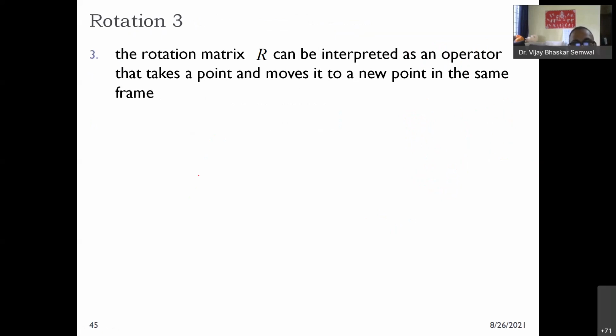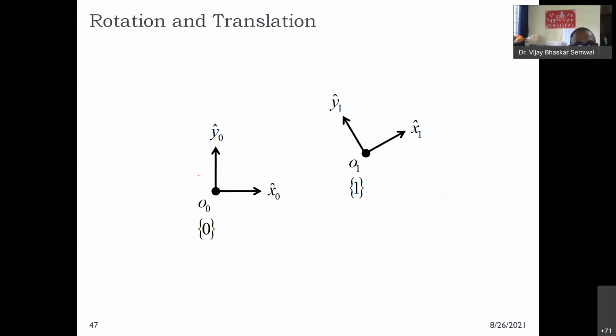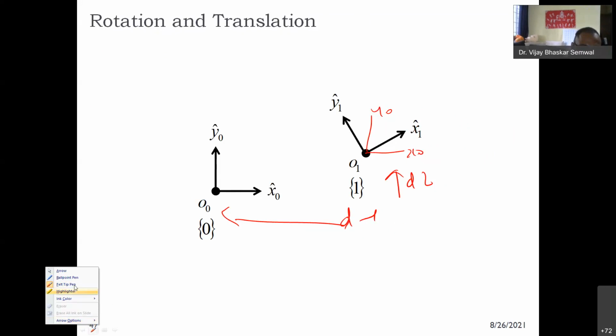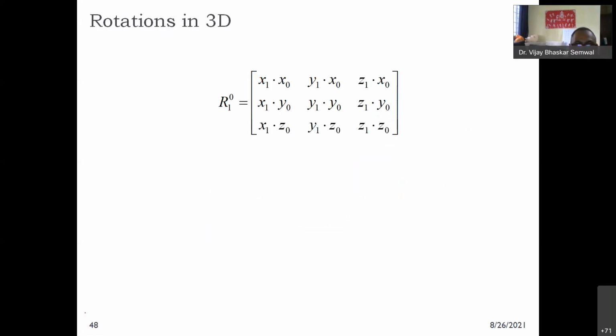So translation was moving, rotation was rotating. Now you have translation as well as rotation. You are translating along the x-axis by a certain distance, the y-axis as well, and then rotating also. This is x0 and this is y0. So how will we define this? We need a combined matrix by which I can represent both translation as well as rotation with a single matrix. For this, I can check the 3-dimensional matrix also.